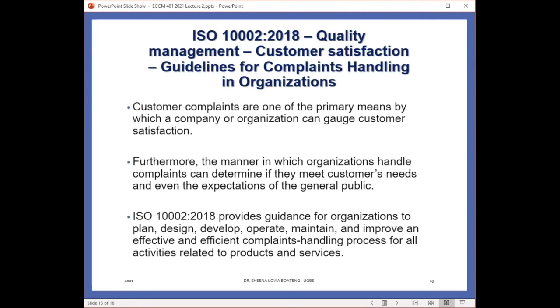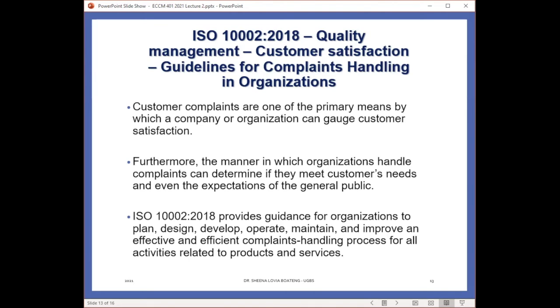So these complaint handling guidelines will help an organization to handle complaints in a manner that will help them to be able to determine whether they are meeting the customer's needs well or not, and make up for the mistakes that they make in terms of missing the mark on satisfying customer needs and meeting their expectations. So the ISO 10002/2018 provides guidance for organizations to be able to plan, develop, operate, maintain, and improve an effective and efficient complaint handling process.